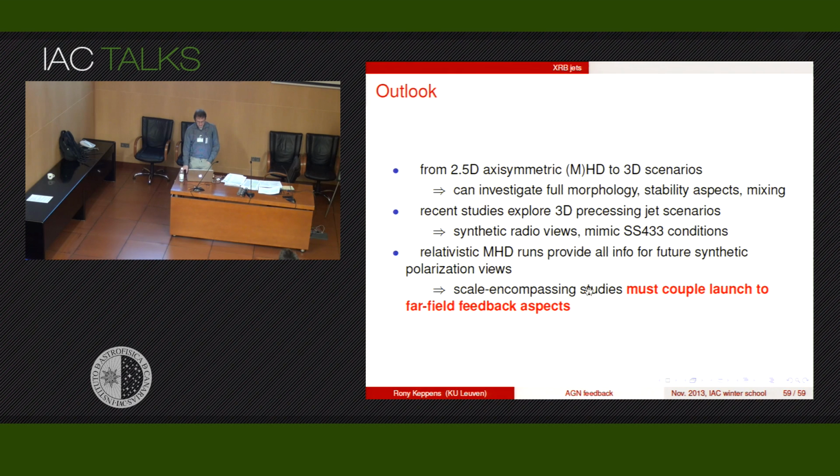And scale encompassing studies for this feedback aspect, on the one hand, they're impossible, but on the other hand, the whole process of how jets are launched from accretion disks and how they then influence and deposit their energy in the far field is parameterized in this whole feedback scenario. So we better improve this situation somehow.